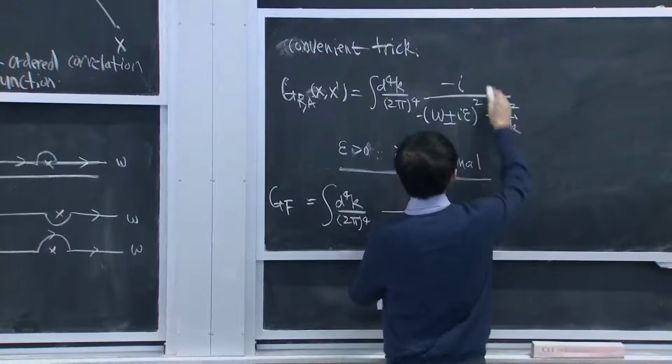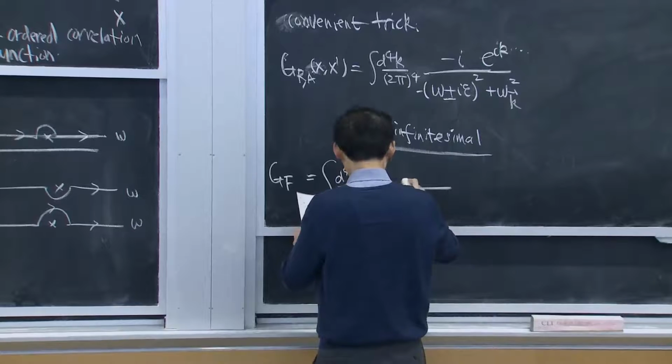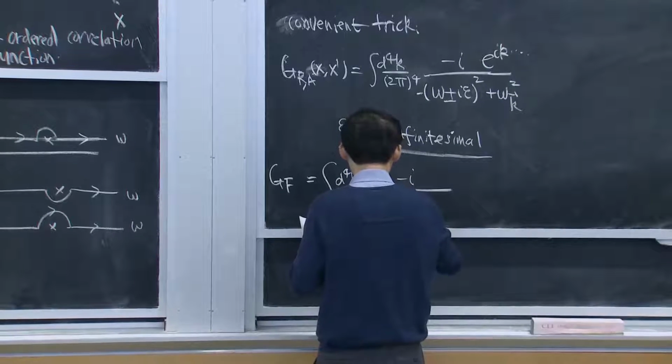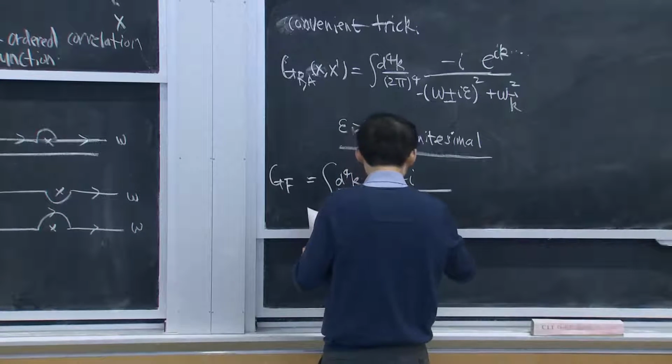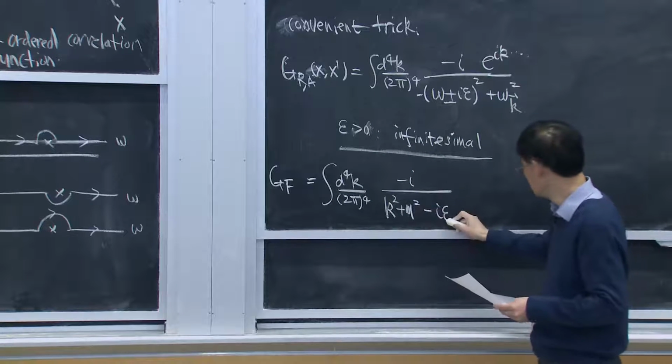Sorry, so still have ik. Okay, so this is the minus i. So I just do k squared plus m squared, the whole thing minus i epsilon, rather than change the omega and the whole thing minus i epsilon.